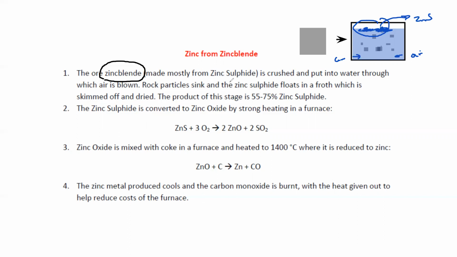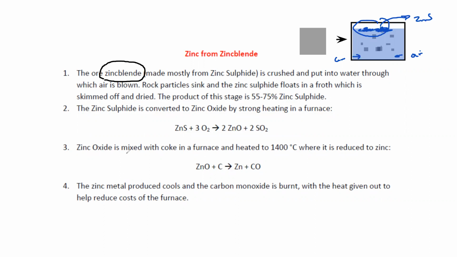Now after that, the zinc sulfide which we obtain here, we dry that, and first the zinc sulfide is converted into zinc oxide, because it is easier to remove the metal from its oxide as compared to sulfide. So first, zinc sulfide is heated in the presence of oxygen or air. It will form zinc oxide and sulfur dioxide.